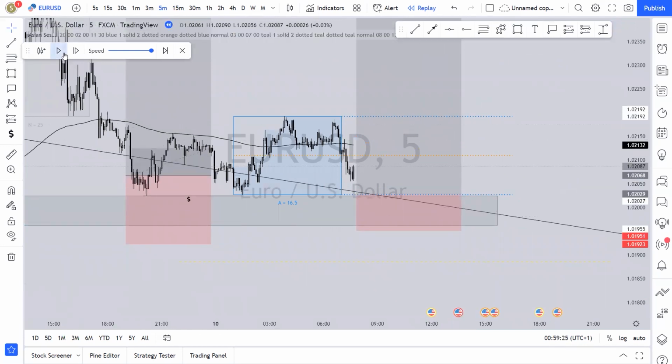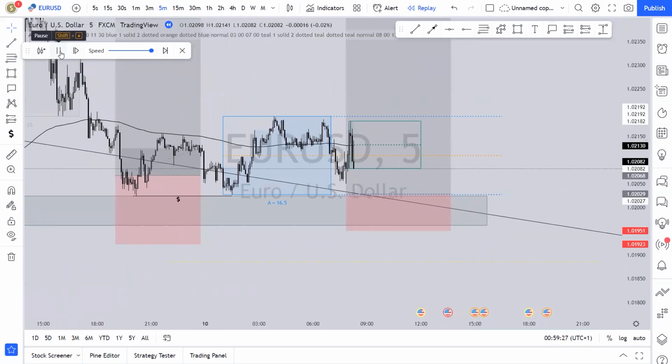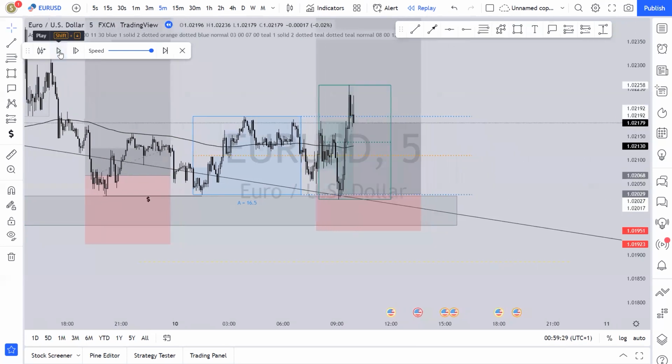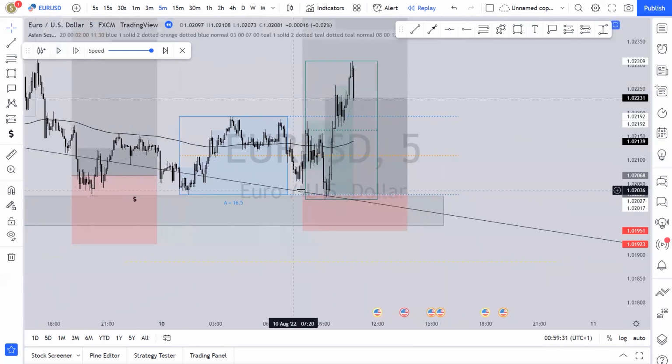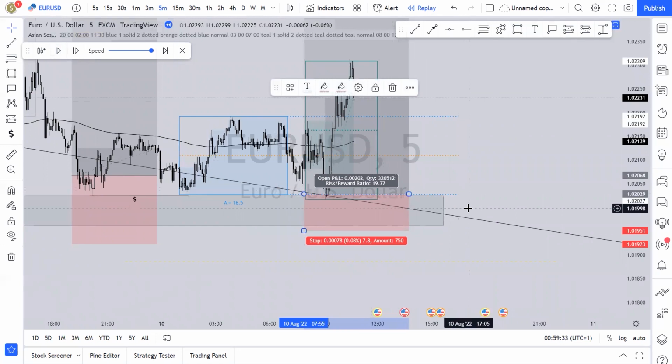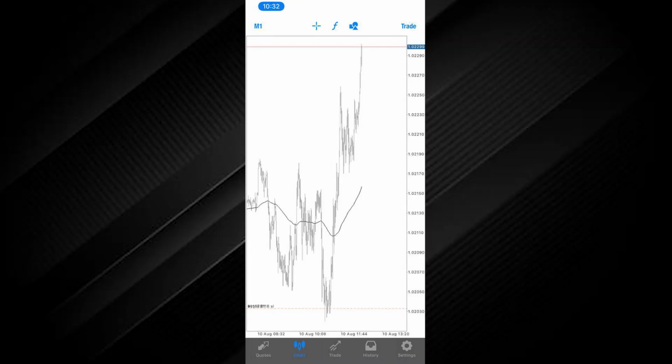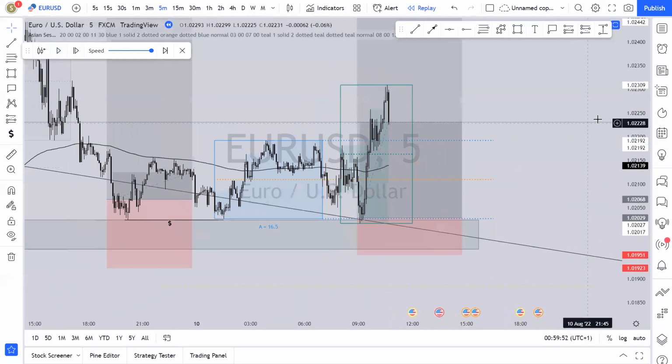All right. And it was a perfect mitigation, right? This was a perfect mitigation.